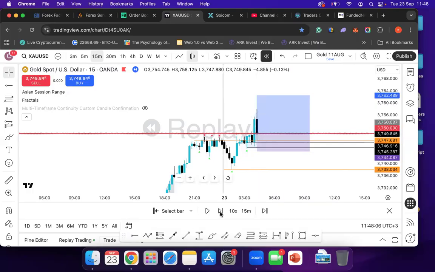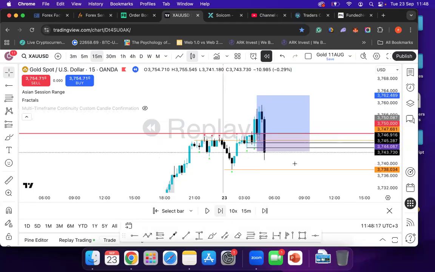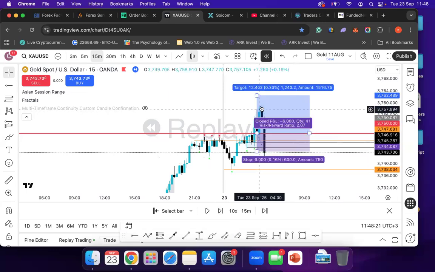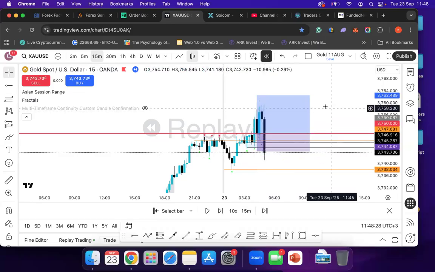So I played the market. TP1 was hit. Everyone knows that who is in the group. And then the market started reversing. This is a clear indication. If the market is not able to break the previous high, it's a clear indication that we are almost reversing.